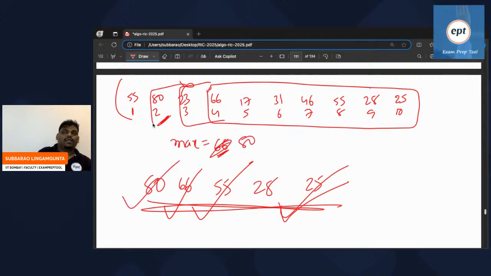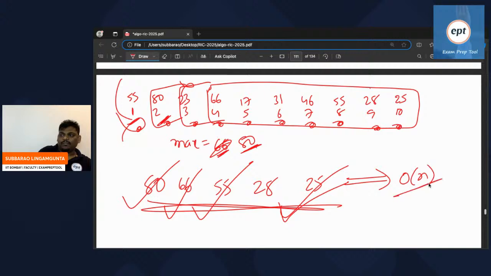Right? Next one. Until now, the greatest element is 80. Comparing that, is 55 greater? No, it is not a leader. So what I mean to say is, if you start from the right hand side, just one scan like this. Whenever a leader comes, update the max. If you do that, this problem can be solved very easily, in order of n time.